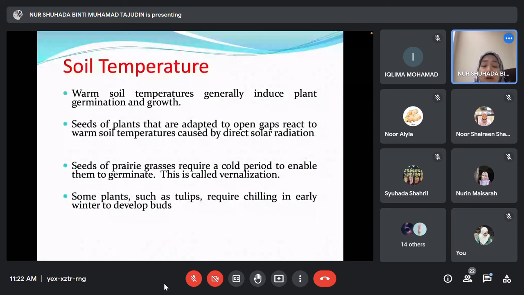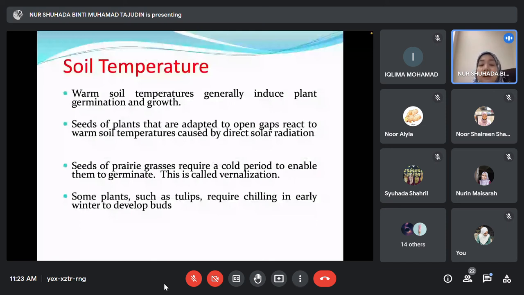Seeds of, for example, prairie grasses require a cold period to enable them to germinate. This is another situation which we call vernalization. Dia perlukan satu cold period baru dia boleh germinate. So the important part here is to plan your time of planting the crops.